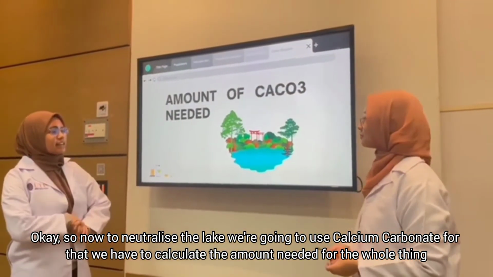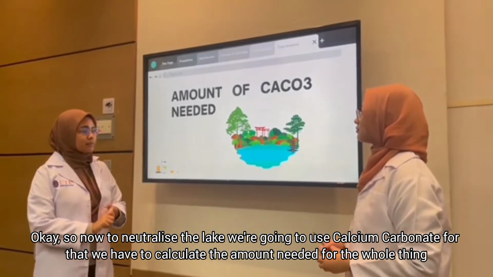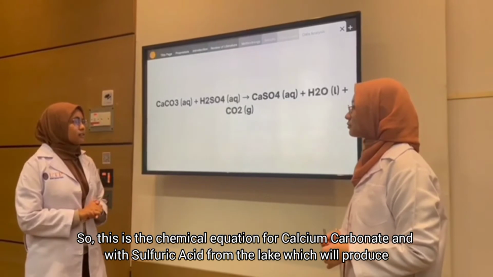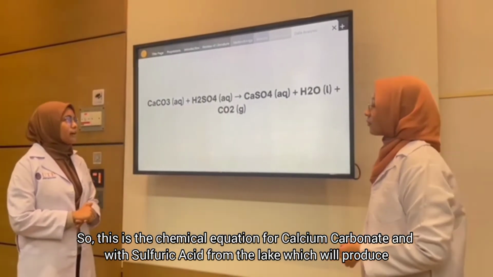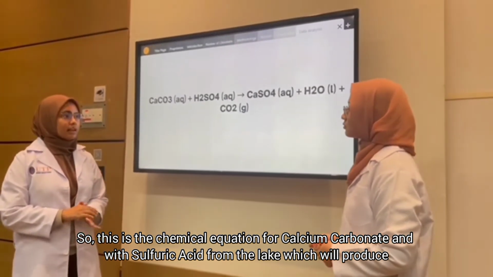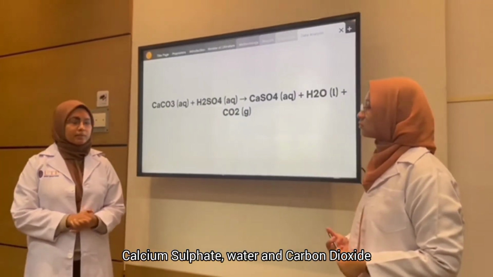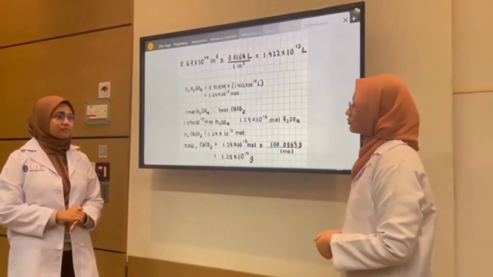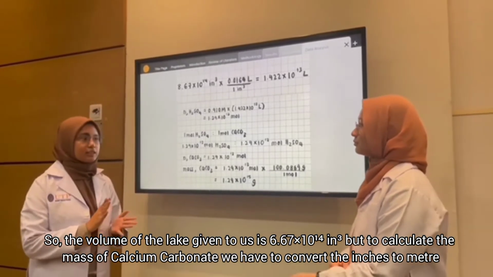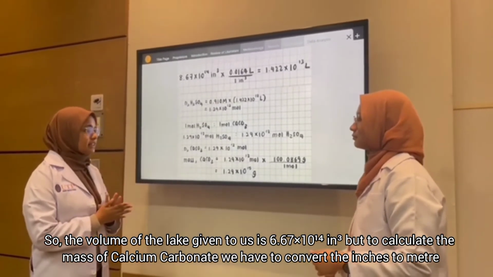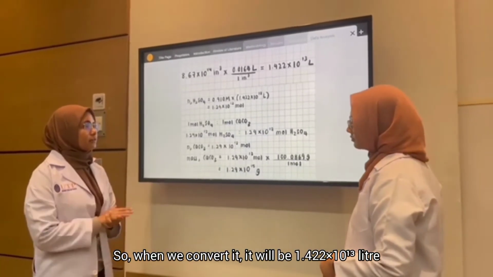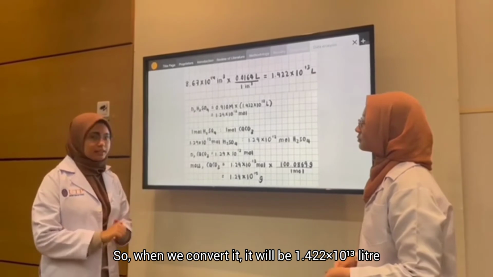Okay, so now to neutralize the lake, we're going to use calcium carbonate. But before that, we have to calculate the amount needed for the whole lake. This is the chemical equation for calcium carbonate added to sulfuric acid from the lake, which produces calcium sulfate, water, and carbon dioxide. The volume of the lake given to us is 8.67 exponent 14 inches cubed. But to calculate the mass of calcium carbonate, we have to convert the inches to liters. When we convert it, it is 1.422 exponent 13 liters.